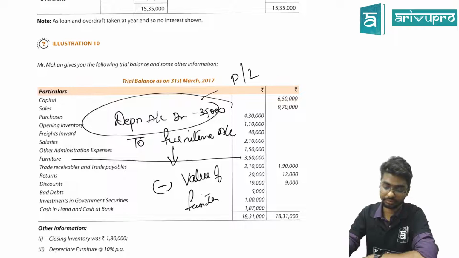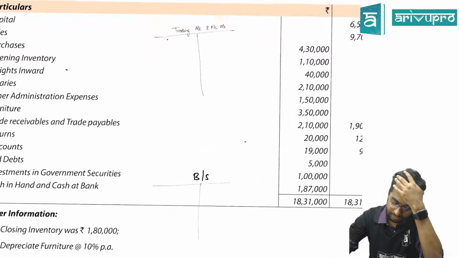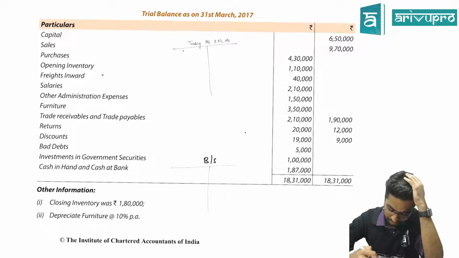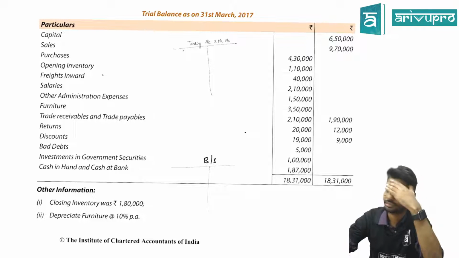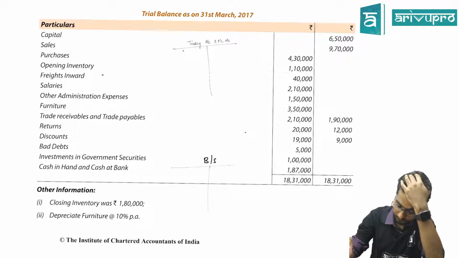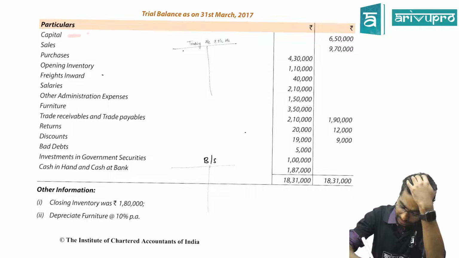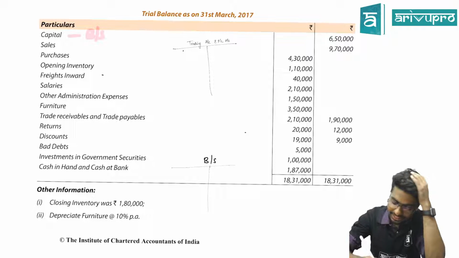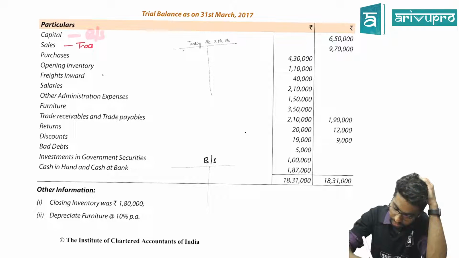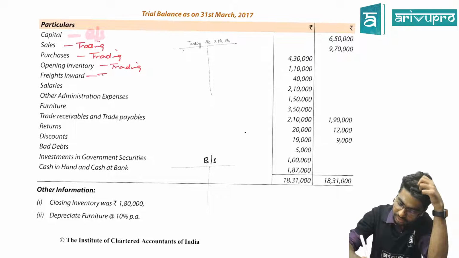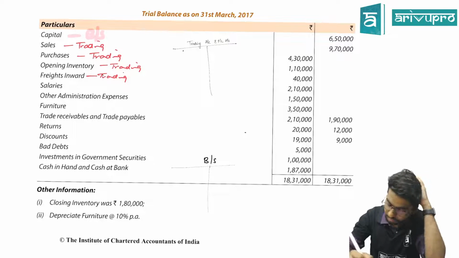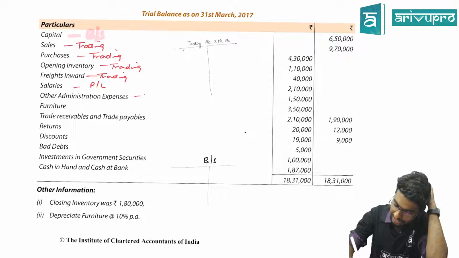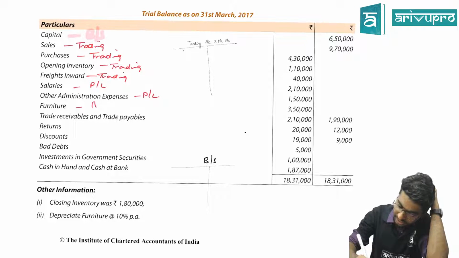Illustration number 10. Let's first start the classification. Capital. Capital. Next one. Sales. Purchases. Opening inventory. Freight inwards. Salaries. Other administration. Furniture.